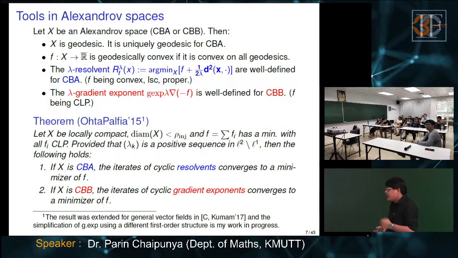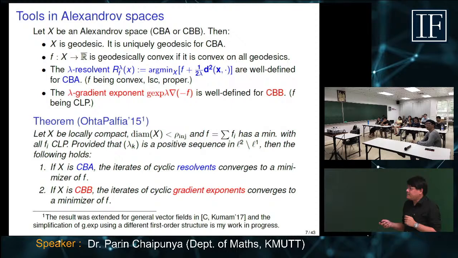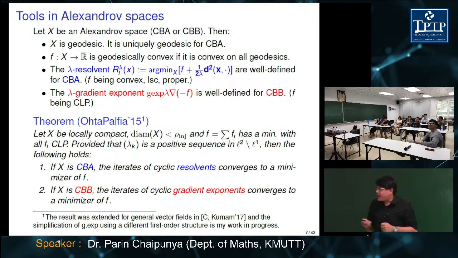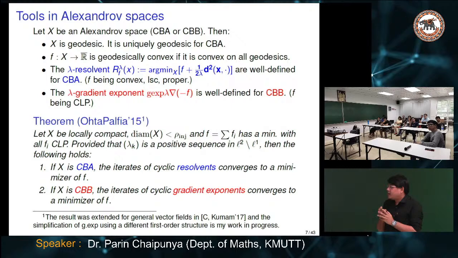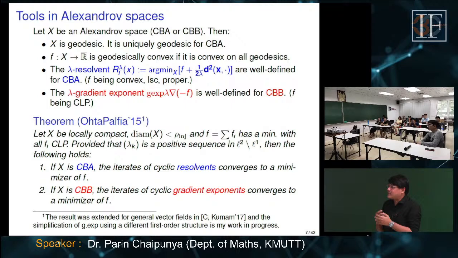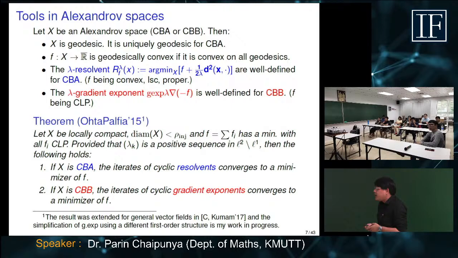What I want to emphasize here is that this resolvent operator, which is very stable, is only defined in CBA, and the gradient exponent is only defined in CBB. And we will see what happens when we consider a very special case of the geometry of the optimal transportation. So those were the tools that I found in my PhD study. And not only in my PhD, I still do this kind of research until now.